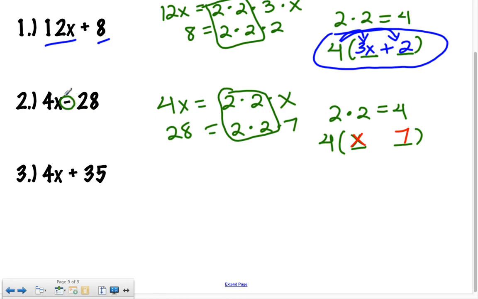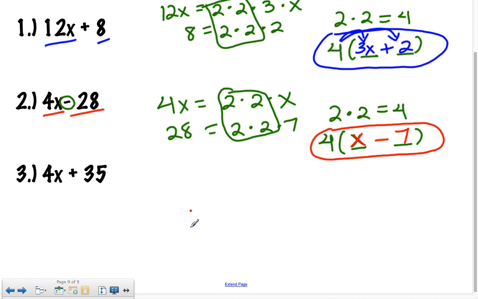Remember, we're going to make our decision based on what was in the original problem. So this is a negative 28, which means when I do distributive property, 4 times what kind of 7 would give us a negative 28, and that would be a negative 7. So 4 times x would give you your 4x, and 4 times the negative 7 would give us our negative 28. So this is the answer for factoring this linear expression. Factoring it would be 4 times x minus 7.